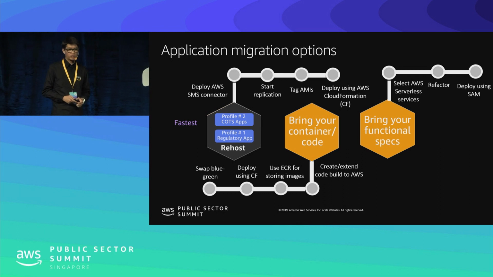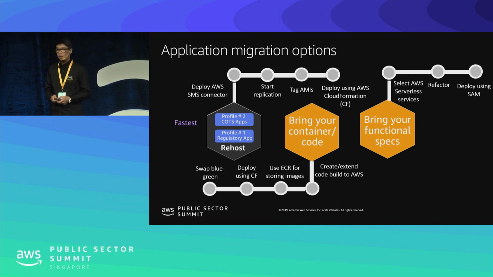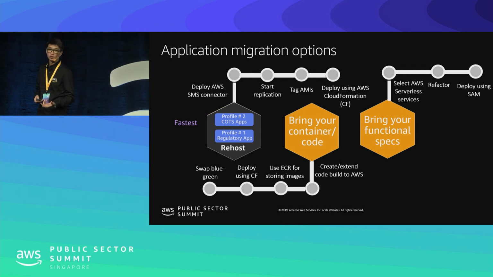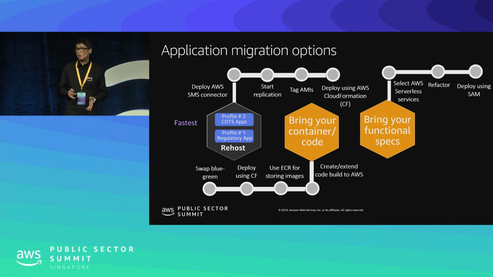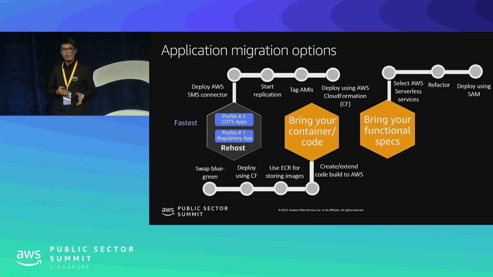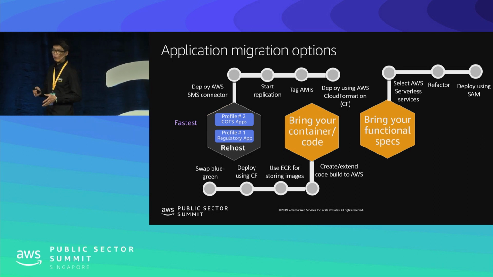So let's say, for example, you have a COTS app, or a custom app that you have. The fastest way is to rehost. Basically, from the existing VM that you have, it will copy, and there's no agent to install on your VM. What it does is take the disk, start replicating it, and create an Amazon Machine Image on AWS.